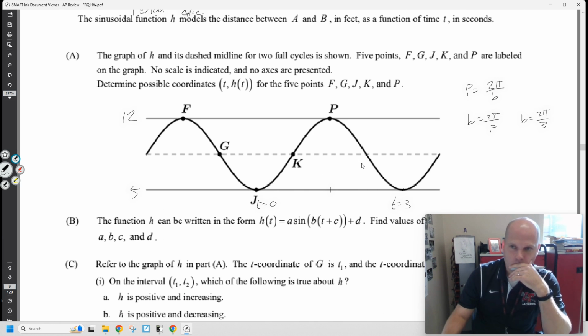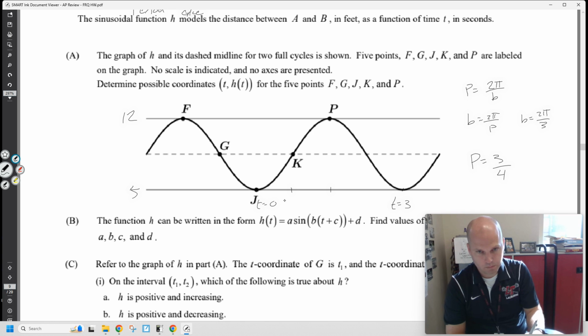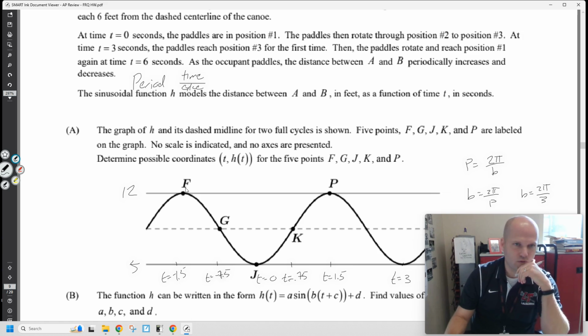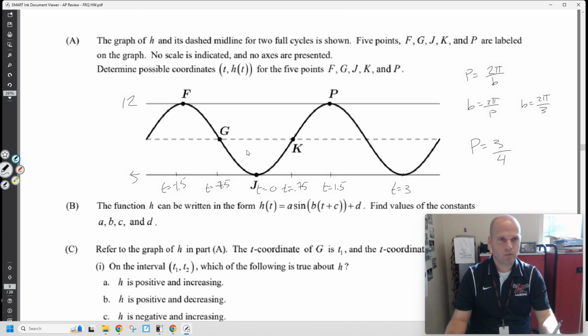Okay. The period being 3 cut into fourths means each important point is 0.75 seconds away from each other. This is how we get the 1.5. This will be negative 0.75. This will be negative 1.5. I don't know if they like these negative times, but it's possible coordinates.